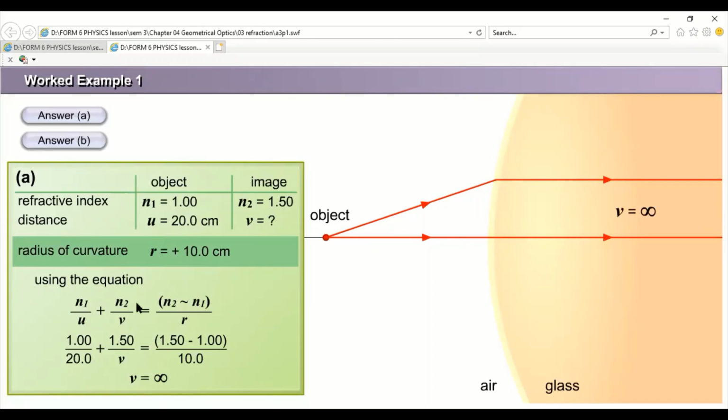So by using the formula n1 over u plus n2 over v equals n2 minus n1 over R, where n2 is greater than 1, right? We get that v will be infinity, where the light ray will be in a parallel line to an infinite distance, a very long distance.